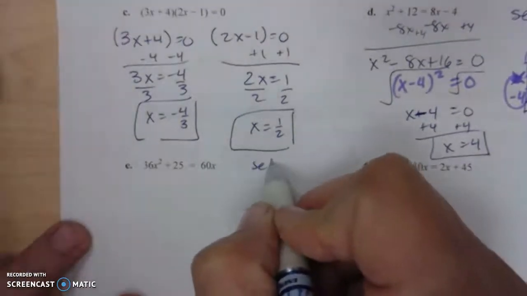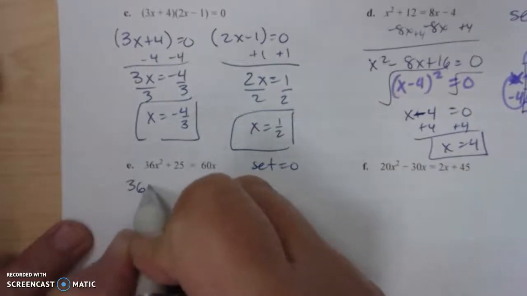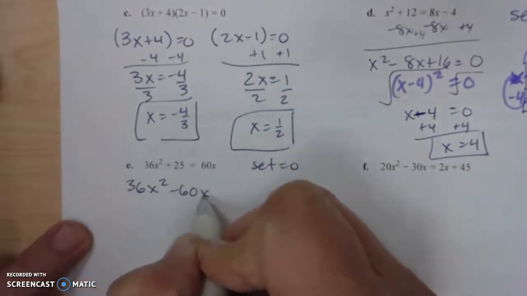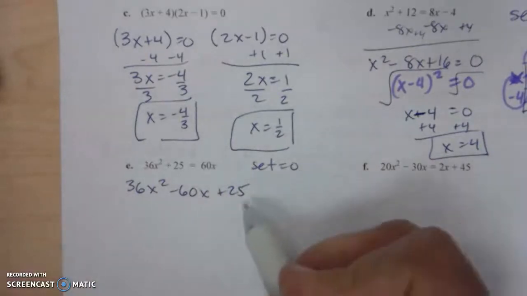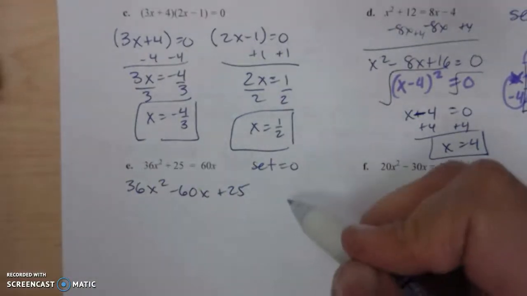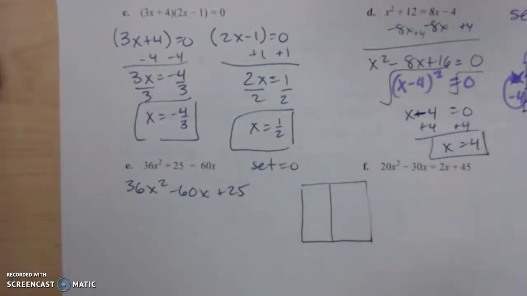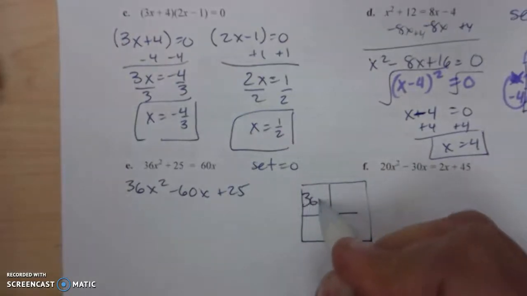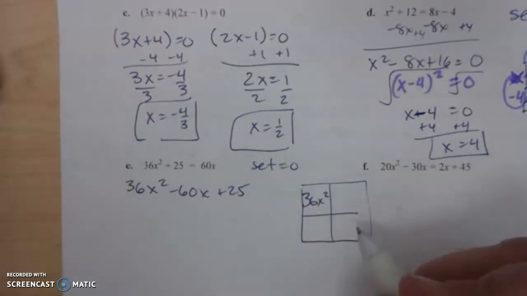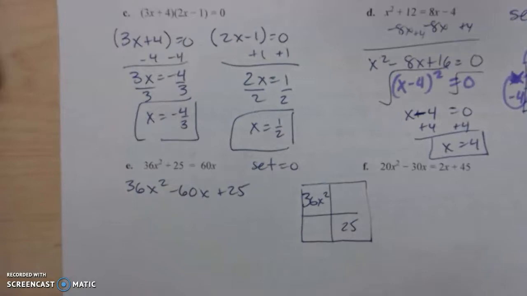Now again, remember we have to set it equal to 0 to figure out what we're going to do. So 36x squared, subtract 60x from both sides, plus 25. Now this is a really complicated problem because the numbers are so big. So if I go to set this up, I'm going to have 36x squared. Oh, I see something. And 25 here. So I have 36 times 25 equals 900. Well, what multiplies to make 900 that also adds to negative 60?